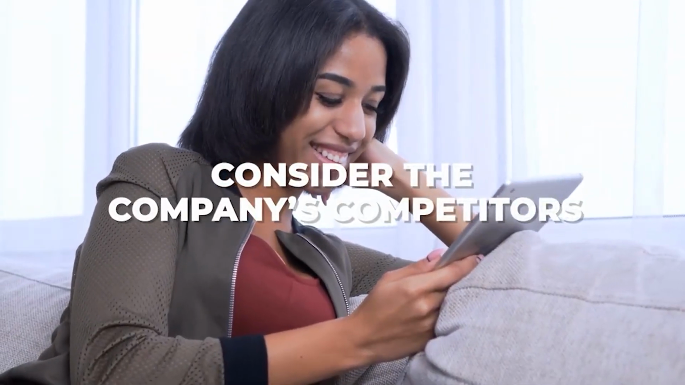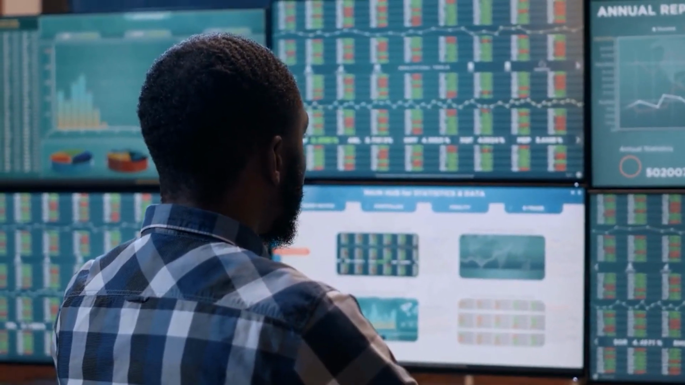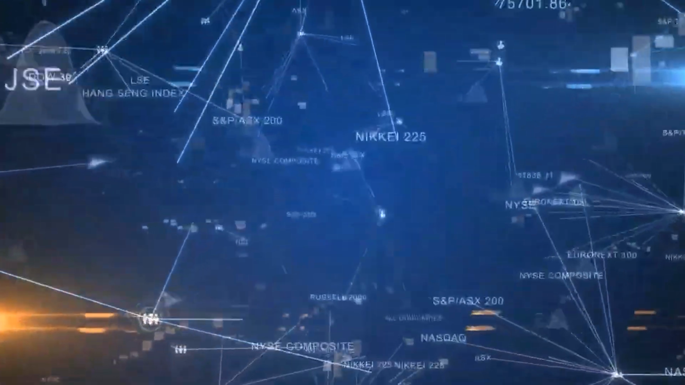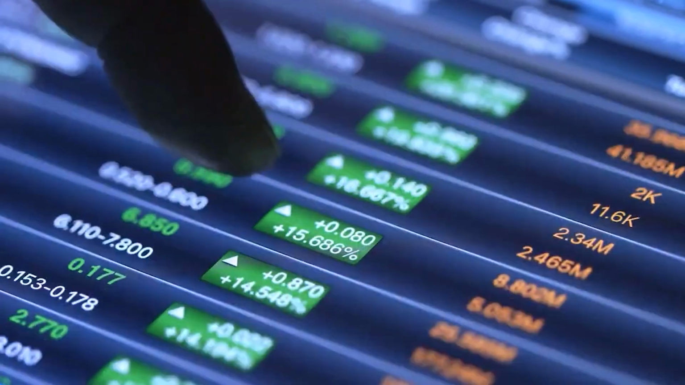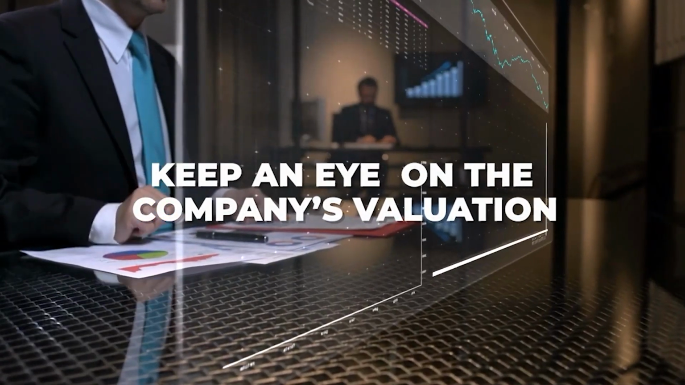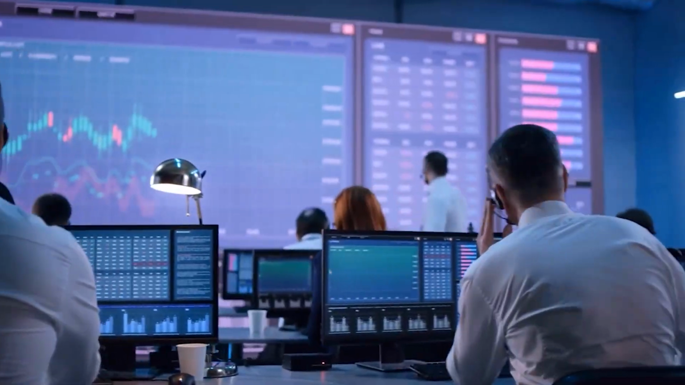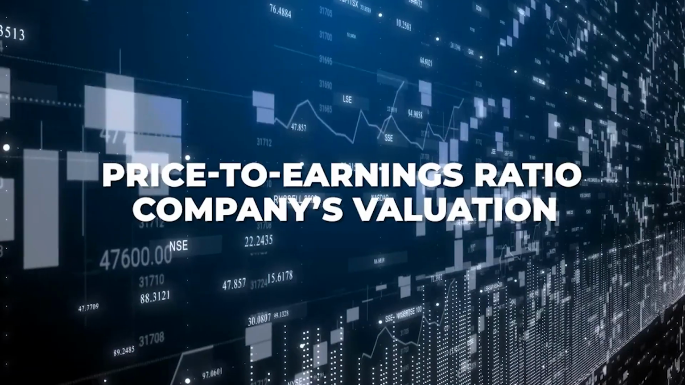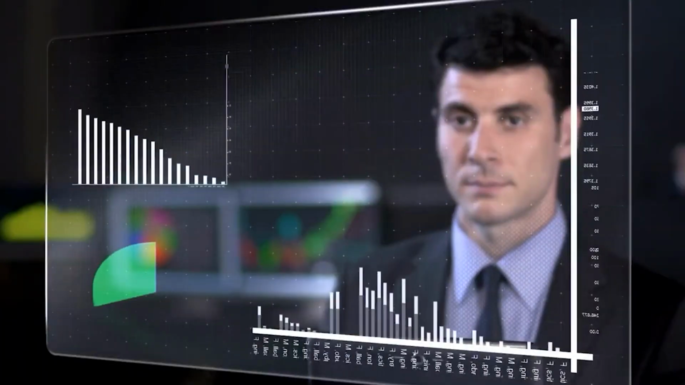Number 3. Consider the company's competitors. Is the company you're considering investing in competing in a crowded market? Are there other companies with better products or stronger brand recognition? Make sure you consider the broader industry landscape before making any investment decisions. Number 4. Keep an eye on the company's valuation. The stock price of a company can be influenced by a number of factors, but ultimately, you want to make sure you're not overpaying for shares. Look at the company's price-to-earnings ratio, P/E ratio, and compare it with other companies in the same industry to get a sense of how the stock is valued.